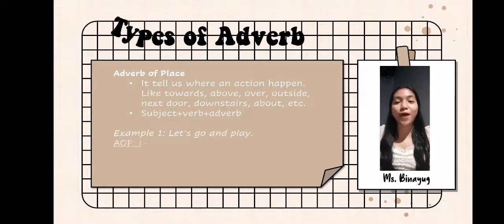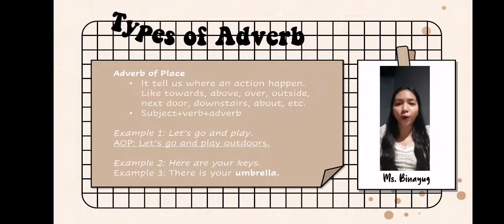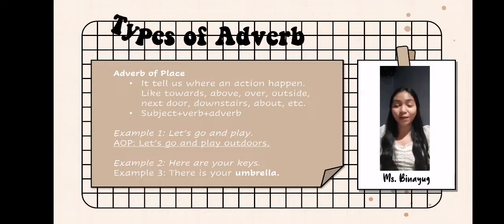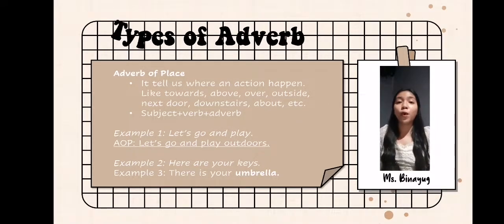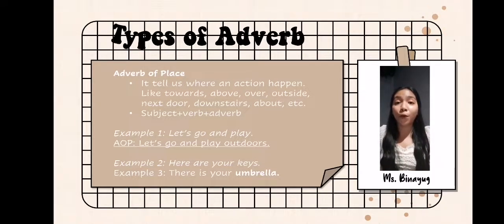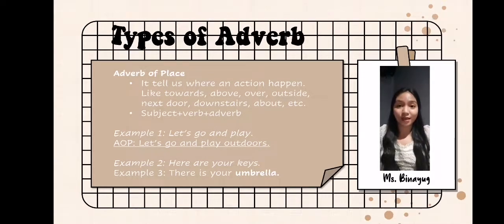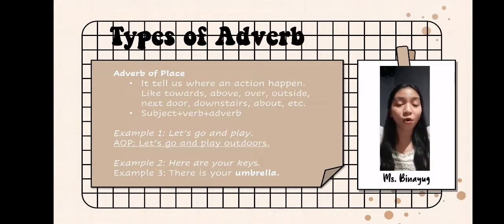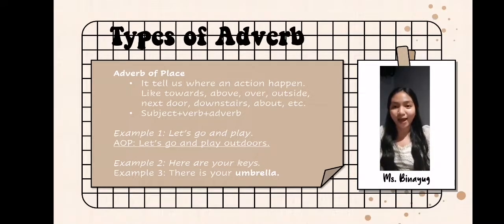The second type of adverb that we have is the adverb of place, wherein it tells us where the action happened. Saan ba nangyari ang isang kilos? Let me give you an example. Let's go and play. But if you wanted to know kung saan siya naglaro, you can put a word that is under the adverb of place so that your new sentence will become adverb of place. So, let's go and play outdoor. So, on that way, nalaman mo na sa labas pala sila maglalaro.